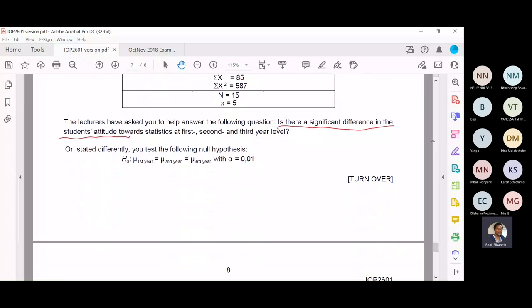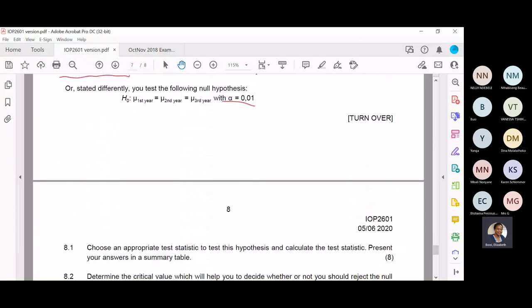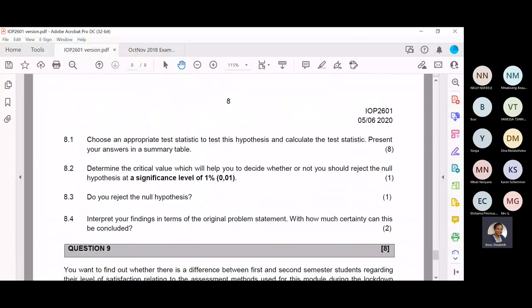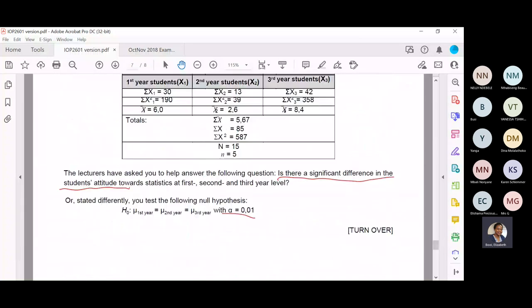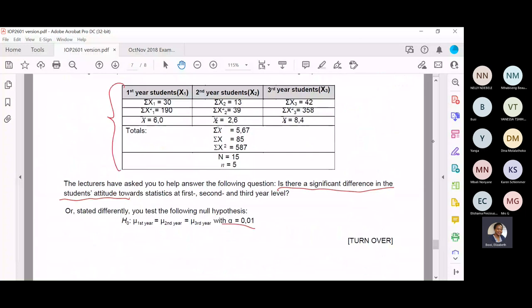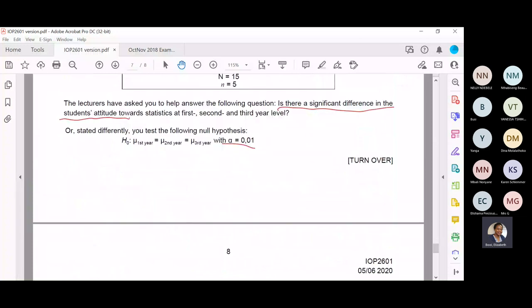They gave you the null hypothesis. They say the means of all three levels are the same. We are also given the level of significance, which is 0.01. So you need to take into consideration all the information that is given in this table. That is very important. Let's just erase it manually.